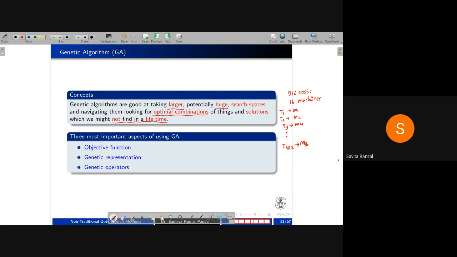16C5. 5 or 512? 16C5, because we have to distribute 5 tasks in 16 machines. No. I have taken, madam, 512 different tasks.